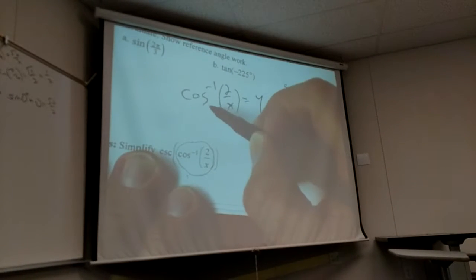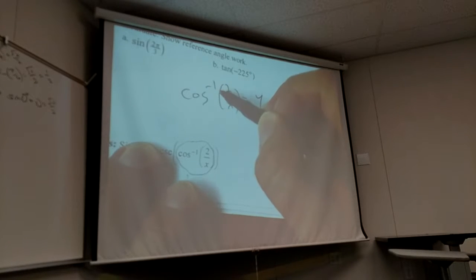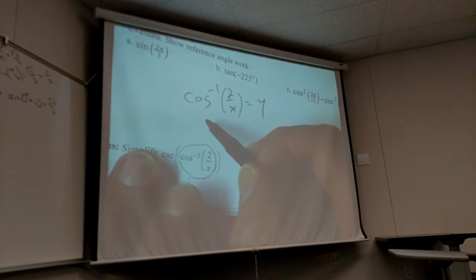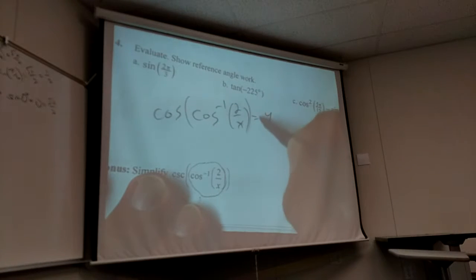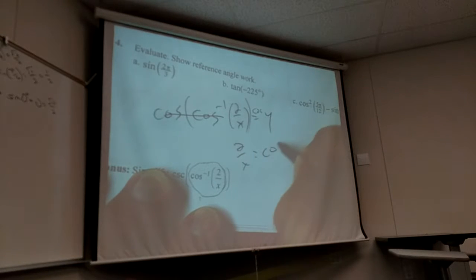How do I kill inverse cosine? What do I do to both sides to kill it? If somebody says divide by it, I'm going to have to stand here and cry for like 5 minutes. What's the opposite of inverse cosine? Cosine. So I take the cosine of both sides. I get 2 over x equals cosine y.